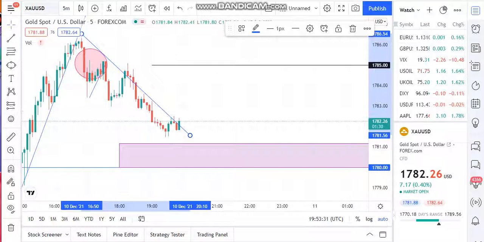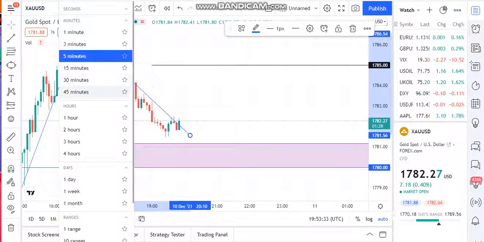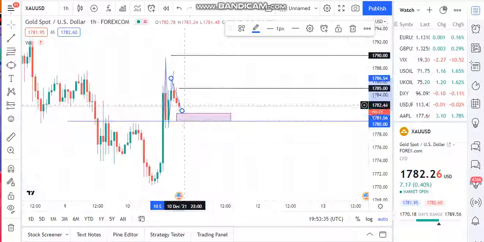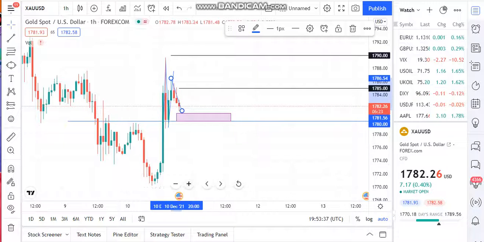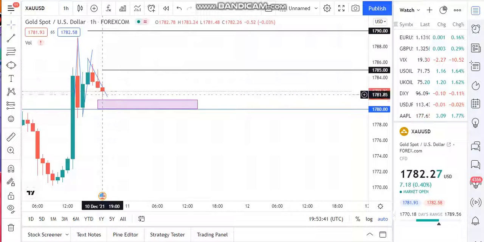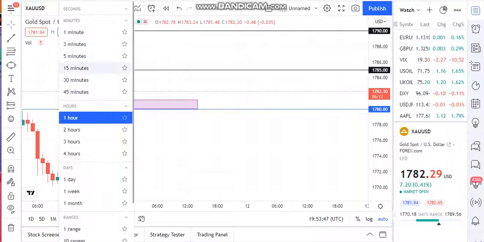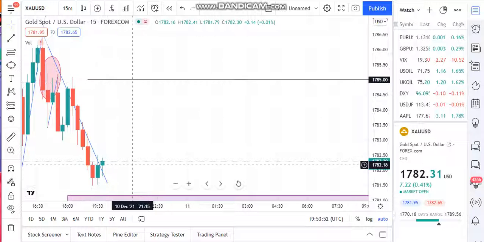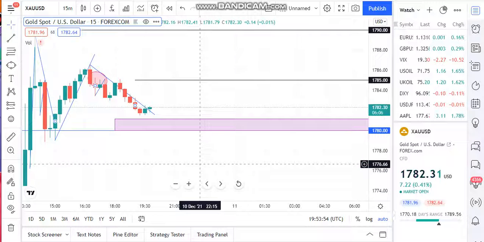I seen it start wicking on the 1 hour. I seen it start to wick right here. Once I started seeing it wick back up, I got out of the trade. It wicked all the way down to almost our area. It was close enough. It got to our area of interest at 1780, where banks like to trade. And once it got to that area, we was out of the trade.